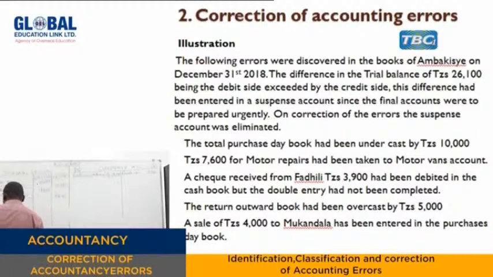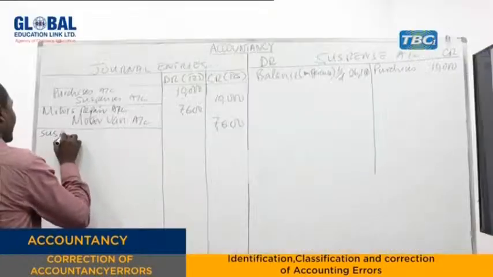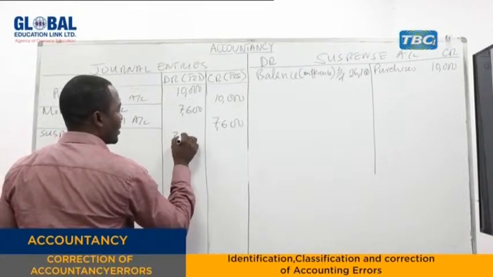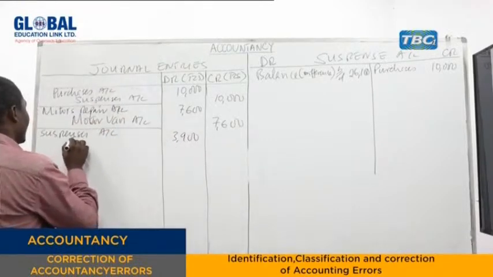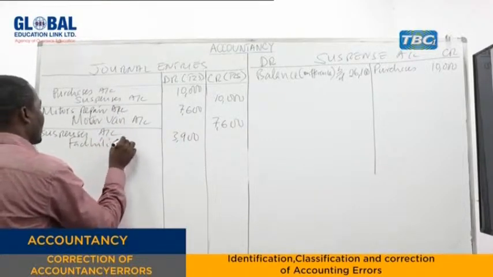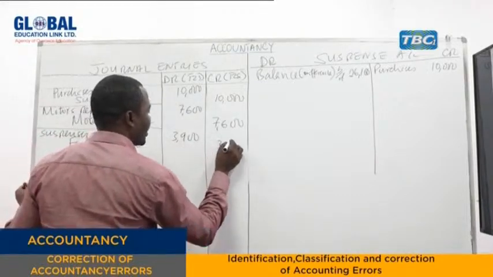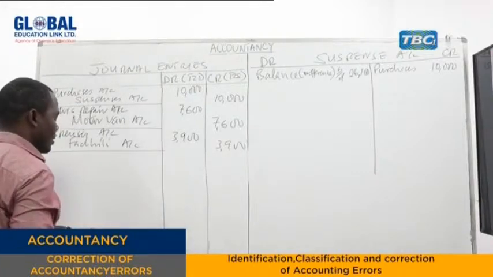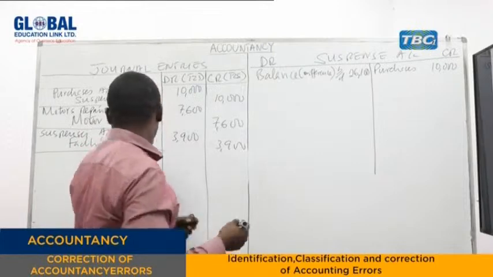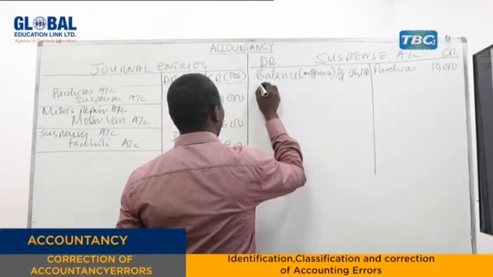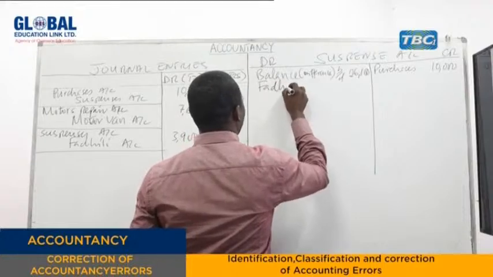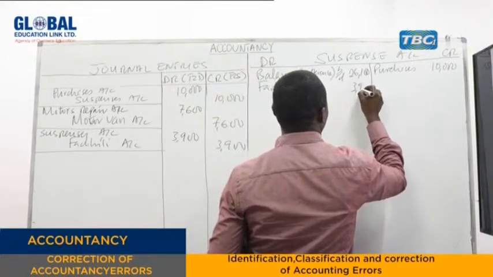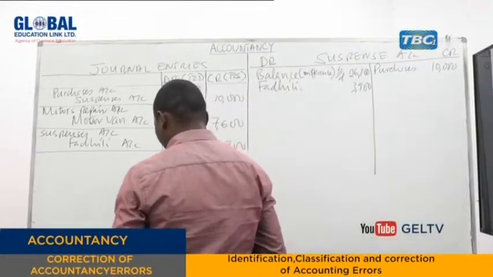So we debit suspense 3,900. We credit Fadhili account 3,900. Remember to write the narration. These affect the suspense. Then we transfer by writing the corresponding account, Fadhili account 3,900. We move on.